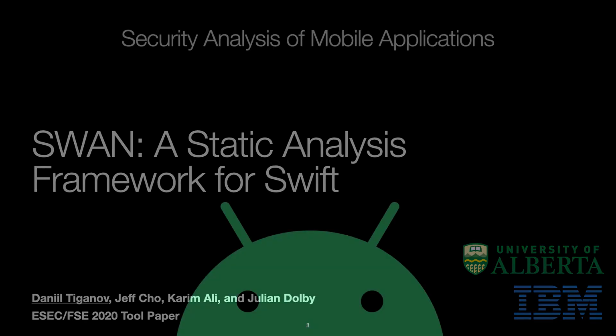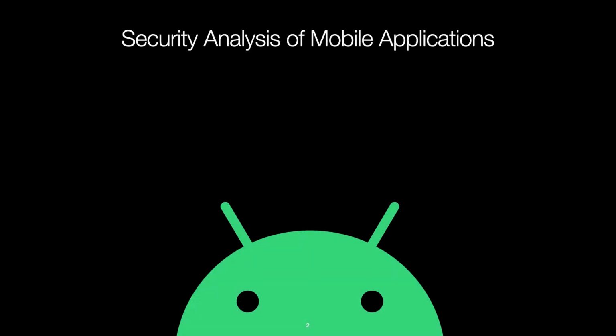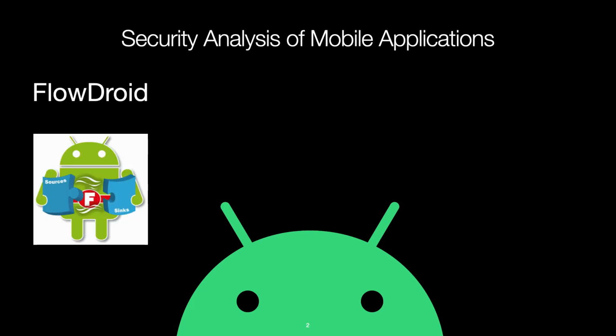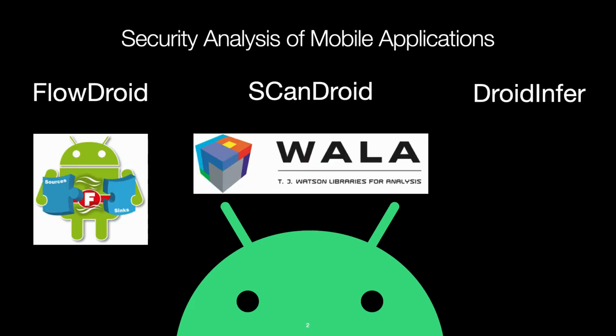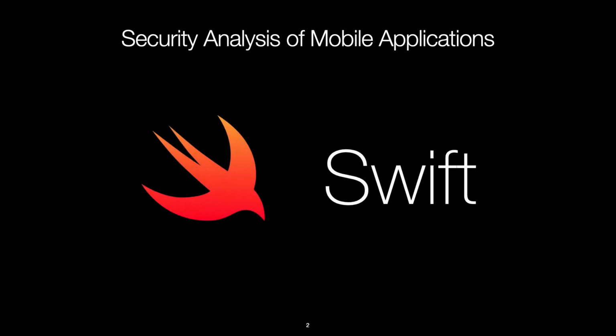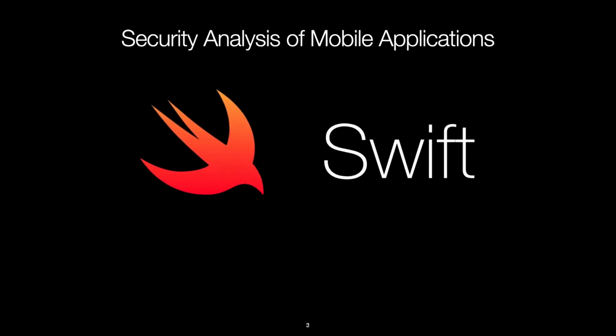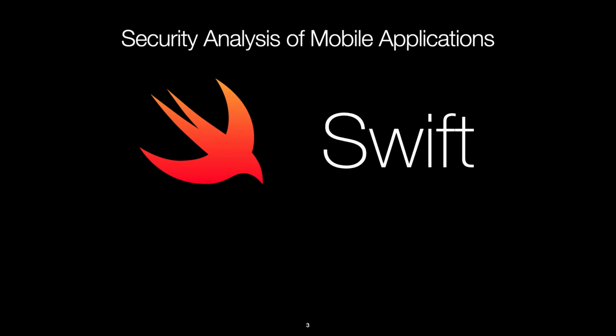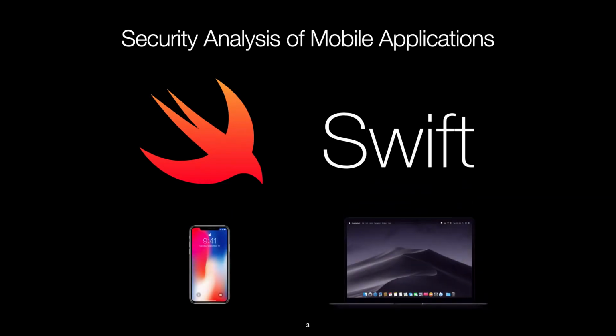The Android platform has had a lot of attention over the past decade from the static analysis community. Many static analysis frameworks have been developed, including FlowDroid, ScanDroid, and DroidInfer. However, there is no openly available equivalent counterpart for the Swift platform. This means there is no openly available security analysis tool for iOS or macOS applications written in Swift. Moreover, Swift has become Apple's recommended choice for development on iOS and macOS and has seen rapid development and growth.